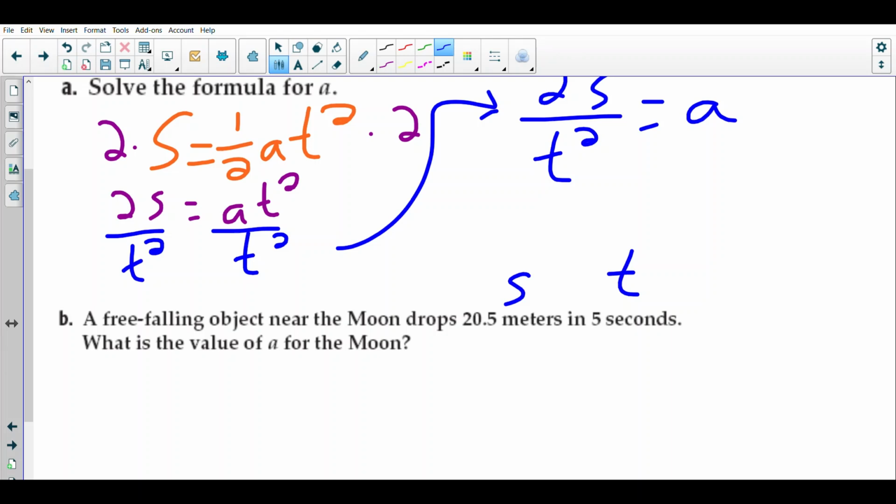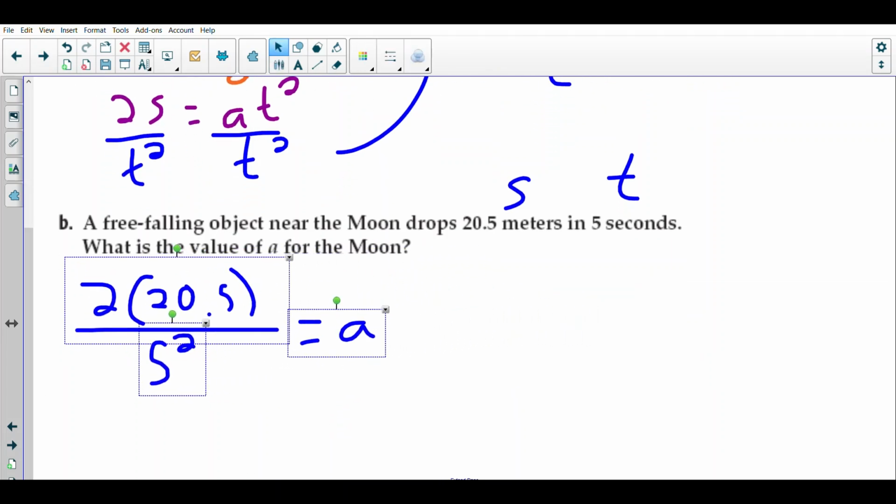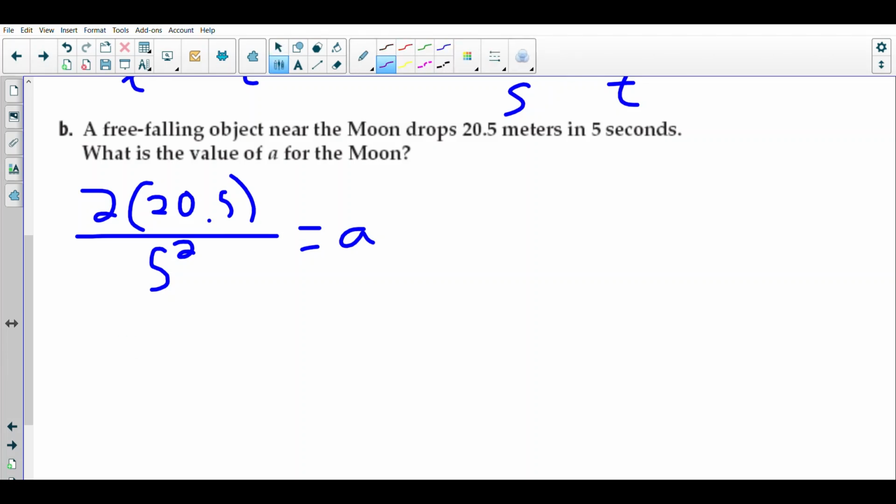So I have 2 times s, which is 20.5, divided by t, which is 5 quantity squared, and that's equal to a, the acceleration. Now I'm just going to do some simple math. I might have to grab my calculator for this. Well, 2 times 20.5, that's 41. So I have 41 all over 5 squared, which is 25, is equal to a.